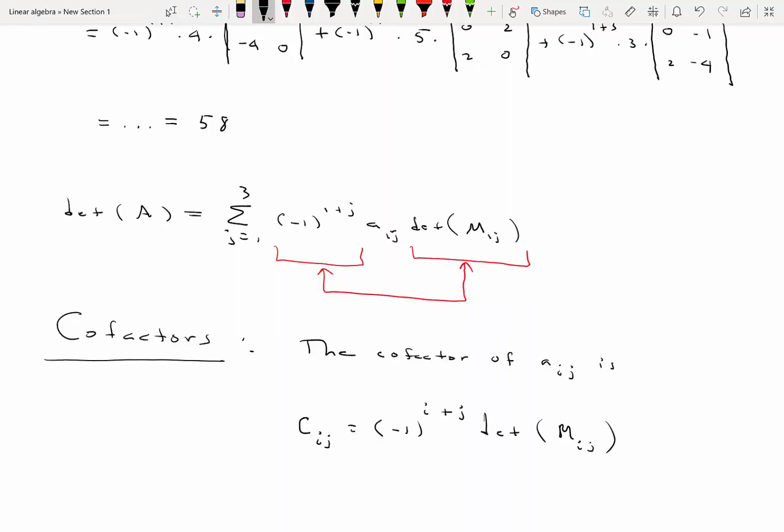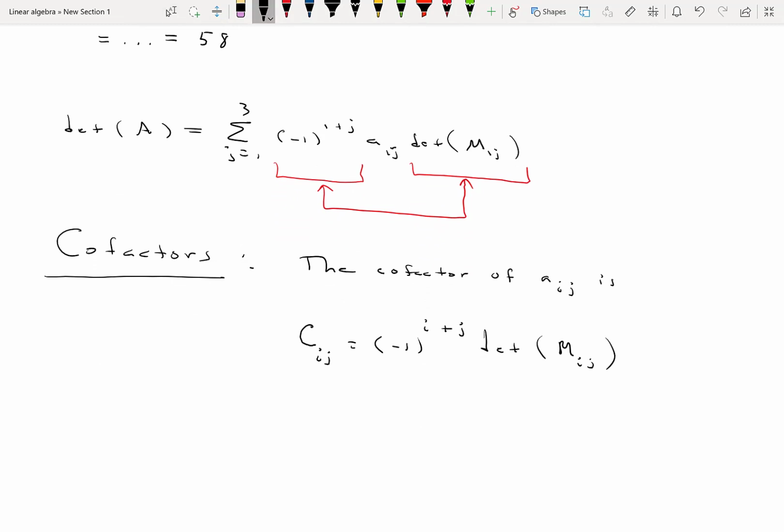And I just realized in my notation for the cofactor of aij, my C looks like a small c. Your author actually uses capital C. Doesn't look that much bigger, but all right, I think you get the idea.